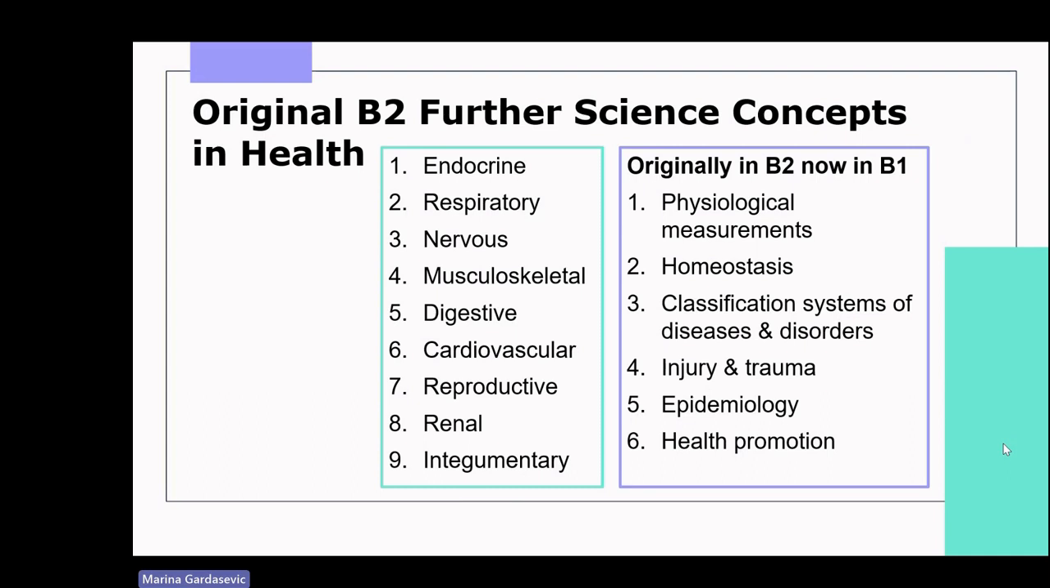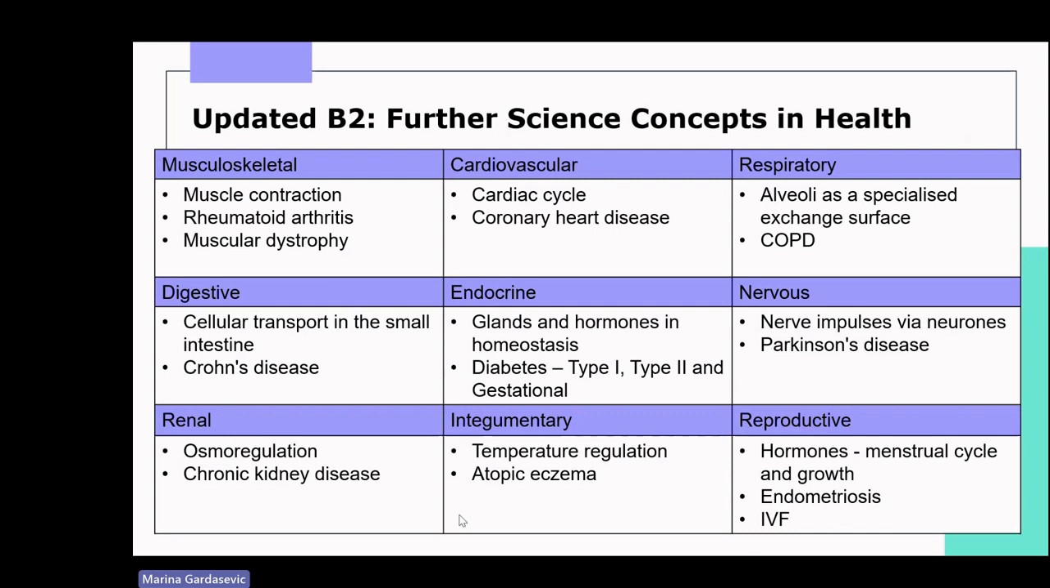Additionally, in the previous version of the specification in B2, diseases were given as examples in brackets. To remove the ambiguity, as previously mentioned, diseases are clearly defined and linked to the relevant body systems. Let's now look at the body systems in more detail. Here is an overview of the nine body systems that are still covered in B2. Under each is a scientific concept linked to that body system and the diseases.